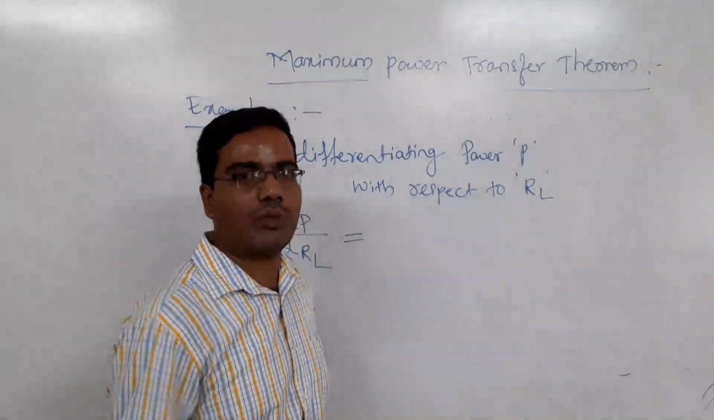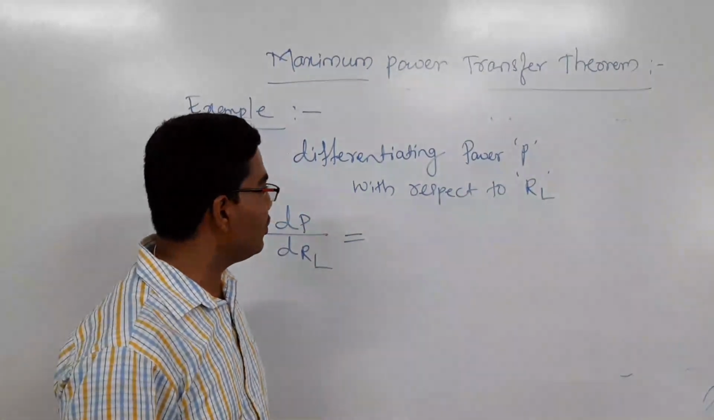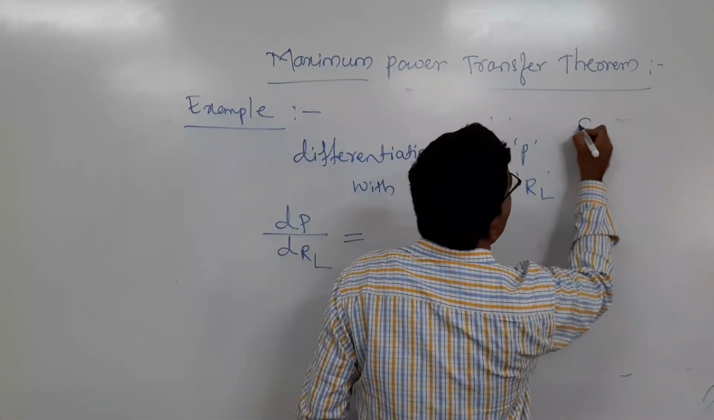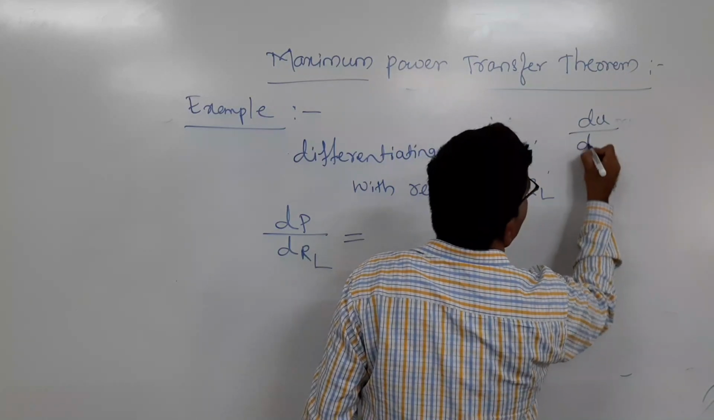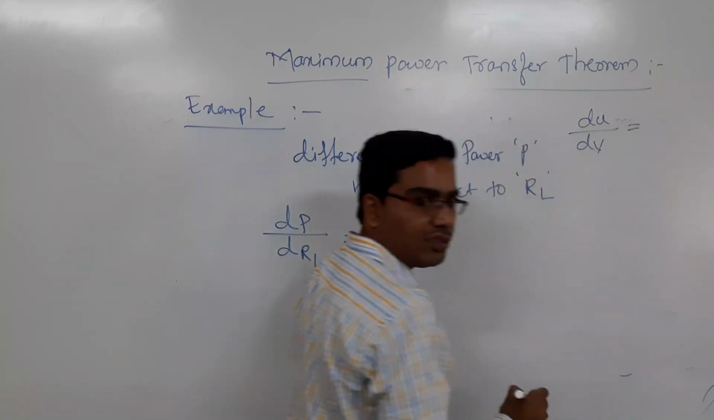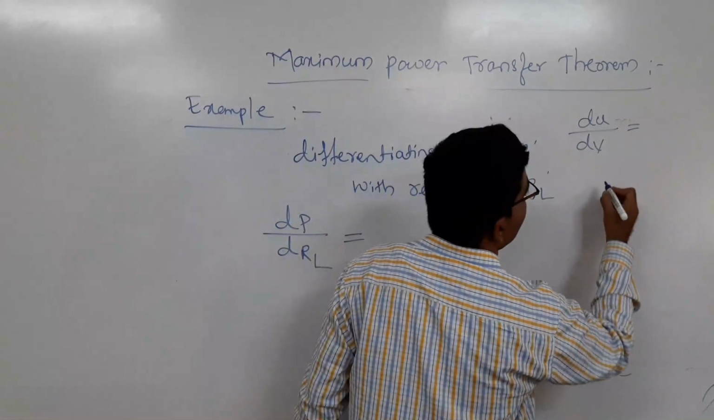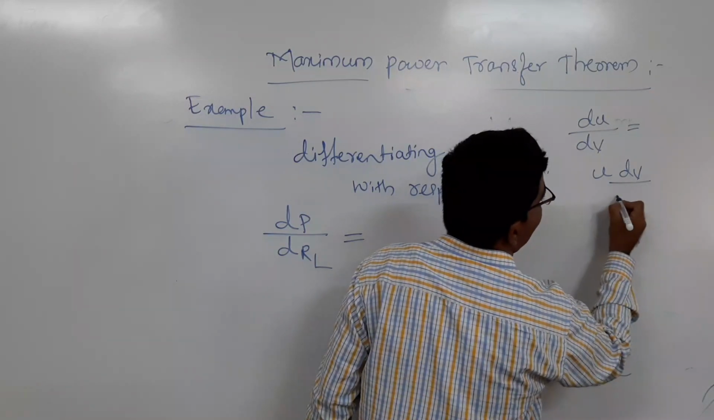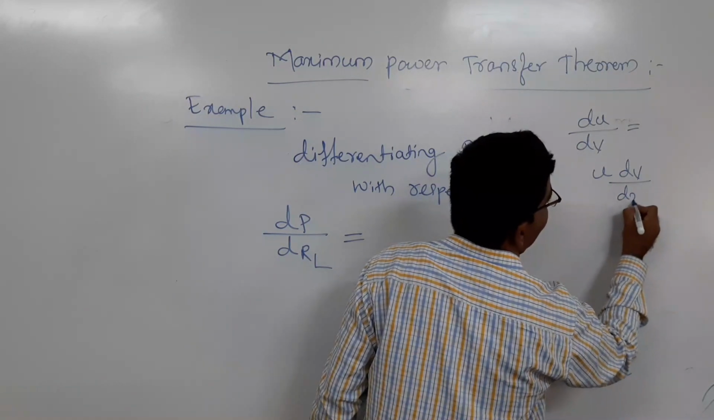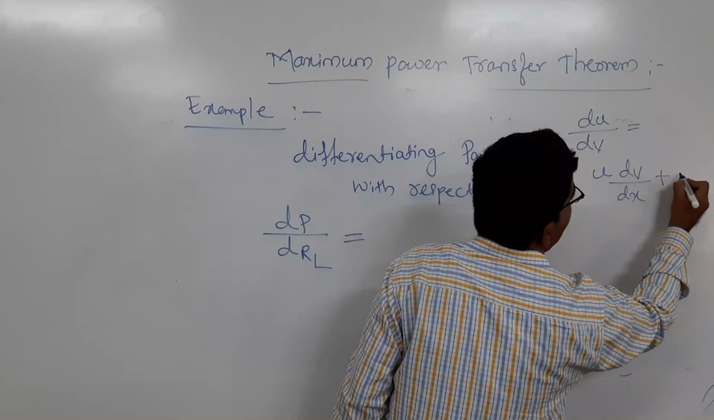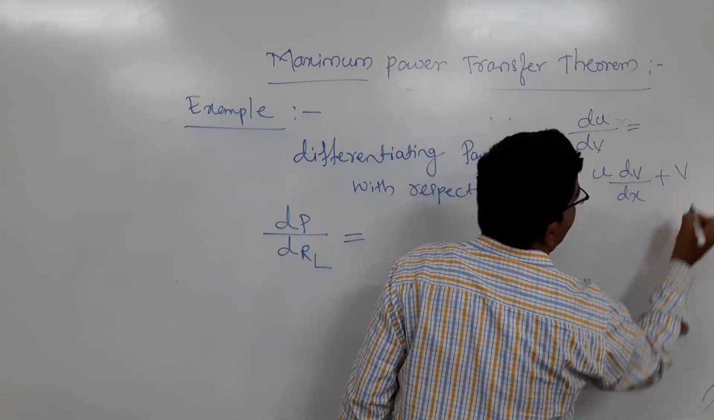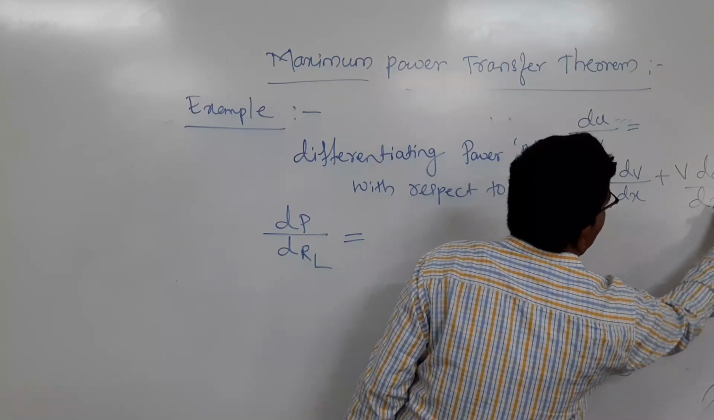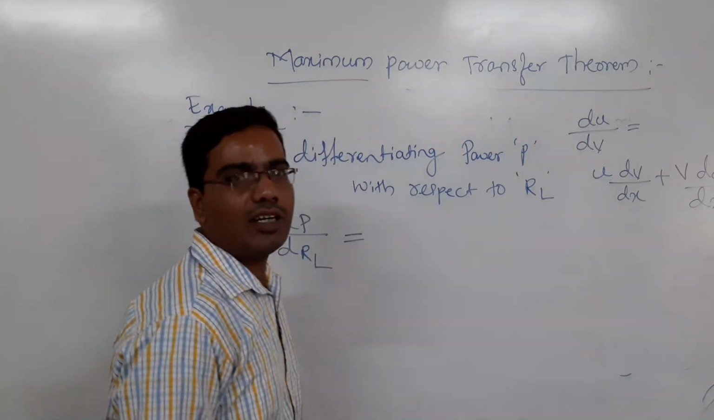I have a formula for differentiation. If you have a formula in the form of u by v, you have to keep v as it is and differentiate u with respect to x, then keep u as it is and differentiate v with respect to x. This is the formula for differentiation.